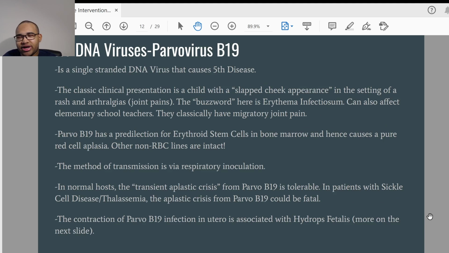Now, Parvo B19, right? This is a super high yield virus to know about. All the DNA viruses are double-stranded with this one exception. It's a single-stranded DNA virus. So Parvo B19 causes fifth disease, right?